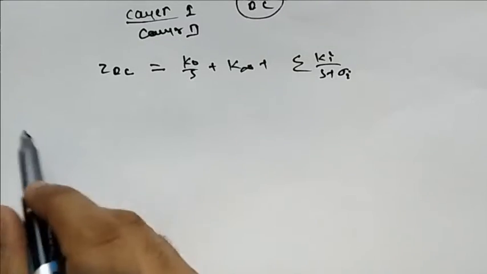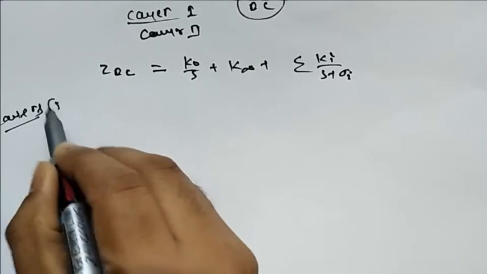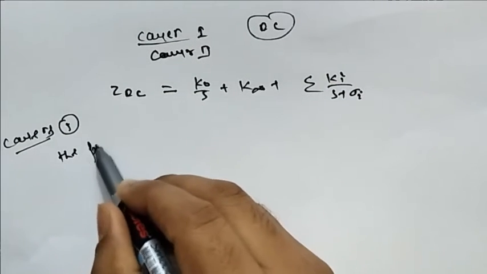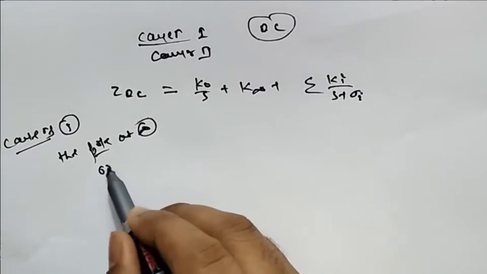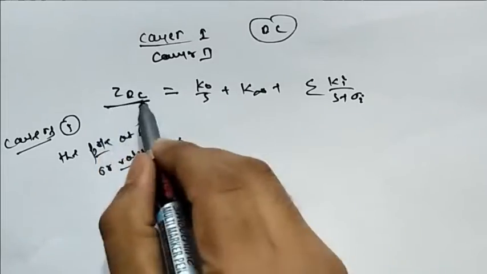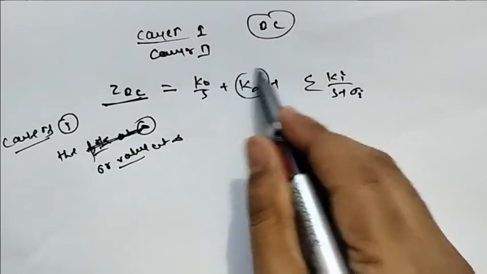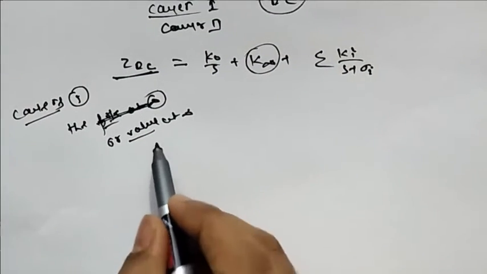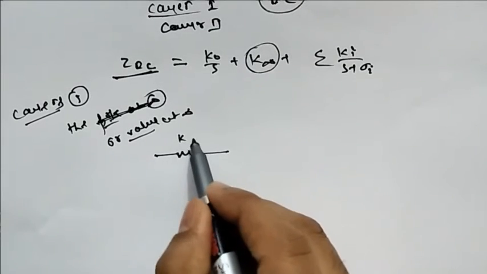Now here for the Cauer 1, what we do is we look at the pole at infinity, or the value at infinity. As this is your ZRC, we don't have a pole at infinity, only the value at infinity, that is K infinity. So we will remove this K infinity and that will be your resistance.